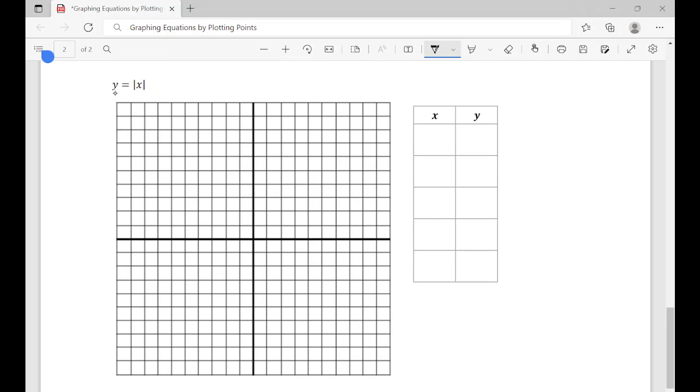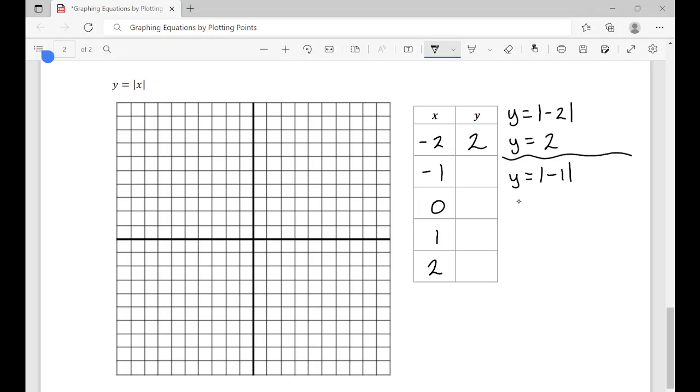Last, I have absolute value of x. So again, pick some values for x. I'm going to just choose small, nice ones. Negative 2, negative 1, 0, 1, 2. Now I'm just going to plug them in and see what my y values are. So y equals the first one, negative 2. So absolute value of negative 2. Y is going to equal positive 2. So there's my first one. Negative 1's next. So y equals absolute value of negative 1. So y equals positive 1. Done.